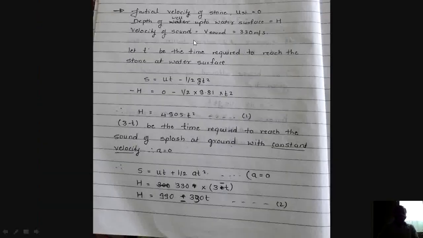Let t be the time required for the stone to reach the water surface. S is equal to ut minus half gt square, minus h is equal to 0 minus half into g into t square, because it is vertical. We'll put the values and get h in terms of t. And 3 minus t is the time required for the sound of the splash to reach the ground with constant velocity. And when velocity is constant, acceleration is 0. So s is equal to ut plus half at square. We'll put values and get the second equation.